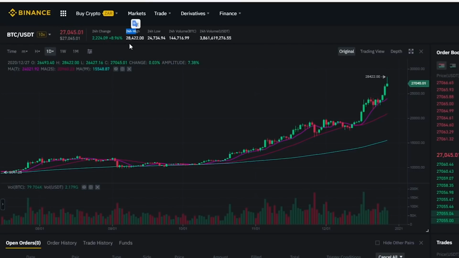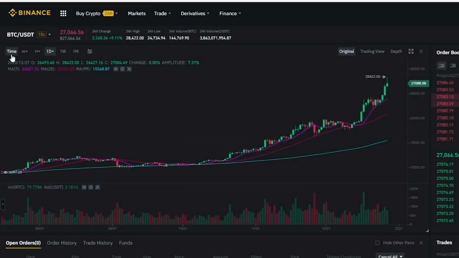The highest BTC has gone today is $28,422. The lowest it has gone is $24,734, meaning in 24 hours it has moved from 24,000 up to 28,000. 24-hour volume on Binance, 144,742 Bitcoins have been traded on Binance, which is a total amount of about $3 billion. So that's what this tab tells you as a trader. You need to know all these things, right?